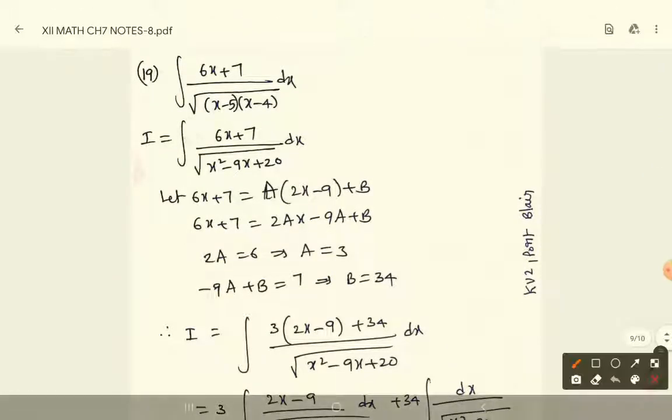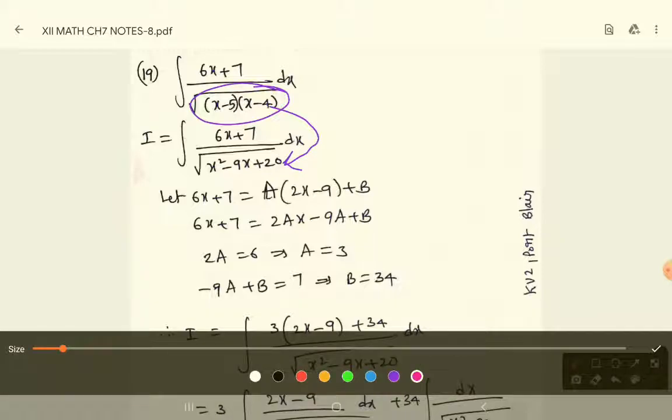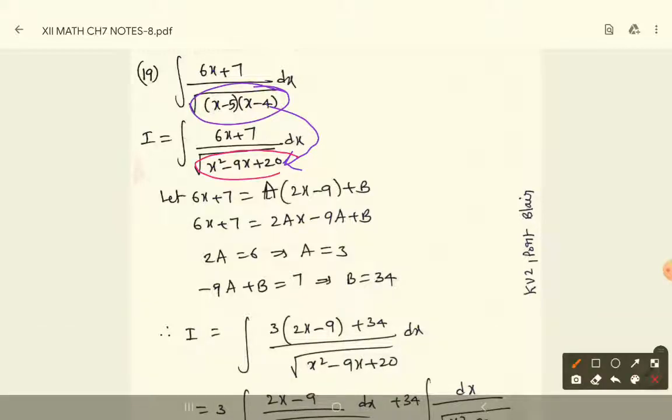19th question, x minus 5 into x minus 4, open it. X square minus 9x plus 20 will come. So then you see, what is the derivative of the denominator? What is the derivative of the quadratic expression present? The derivative of this is 2x minus 9. But what is the numerator? 6x plus 7. Those are not matching.